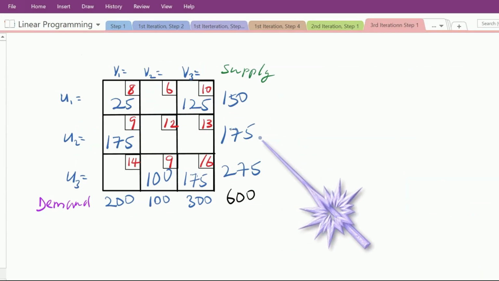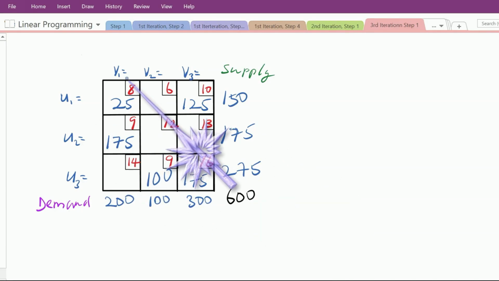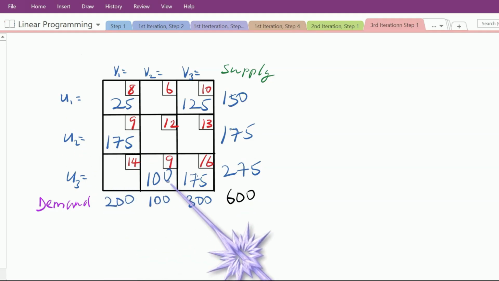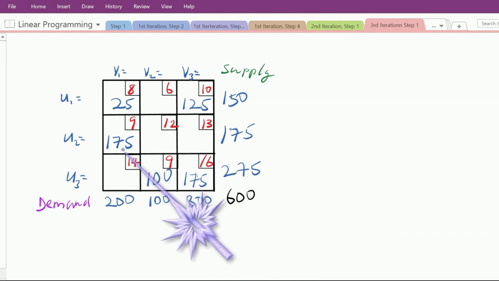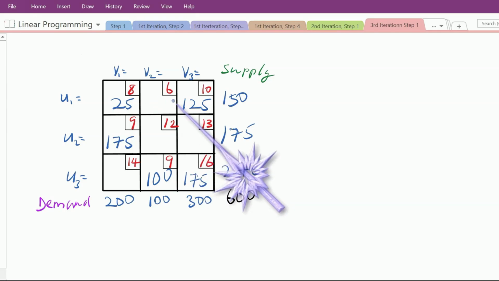Looking at this allocation, let us now carry out the calculation for the Uis and Vjs. You said we can set any of them to be 0. These two are close together, we have 2 here, we have 2 here. Ordinarily we would have done that, but I just want you to know that if you set any of them to be 0, you get the same result. So let's set this to be 0.